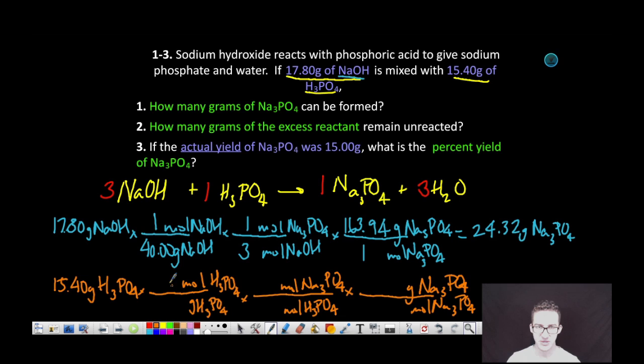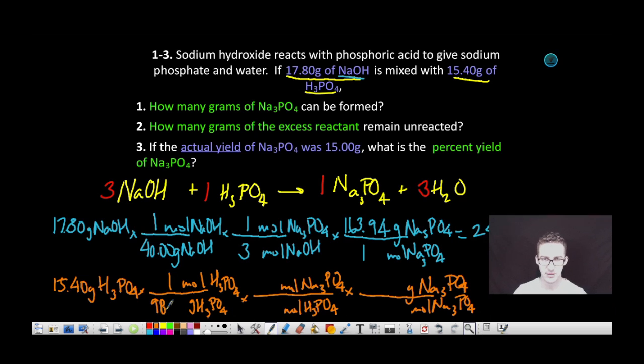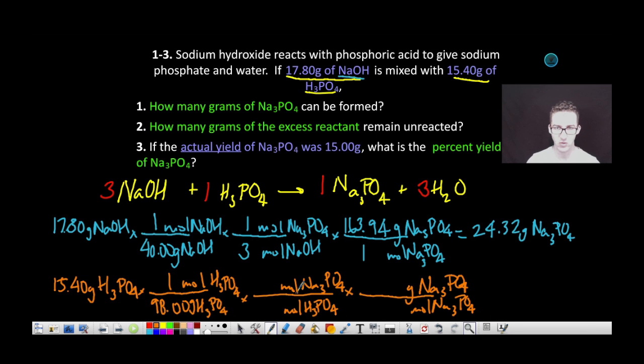Again, my relationships here, when it's grams to moles, comes from the periodic table. Phosphoric acid has a molar mass of 98.00 grams per mole. Our relationship here is a 1-to-1 relationship. So again, it's a different reactant, so our relationship there is a little bit different. Moles to grams comes from the periodic table. Again, that 163.94 grams per mole of sodium phosphate is the relationship there.